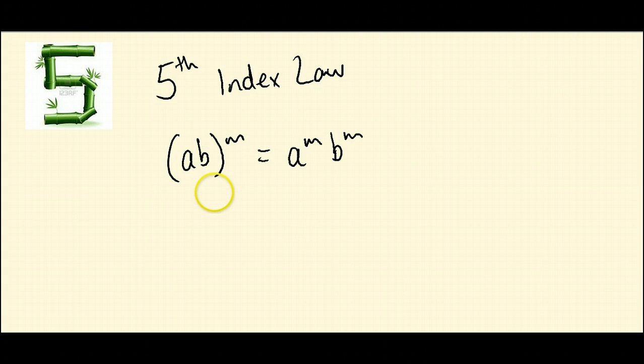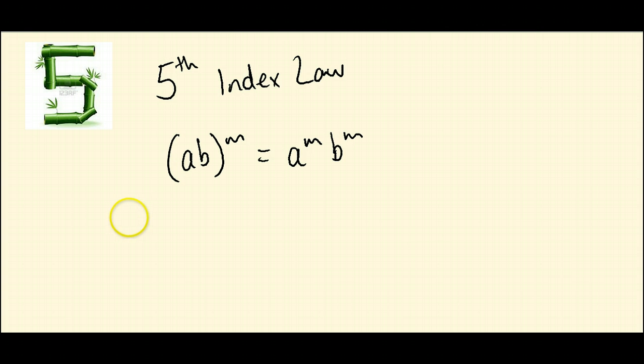Okay, here's the fifth index law. It looks kind of similar to the fourth index law, but it's not. It's different. The difference is inside the bracket this time we've got two different things, two different unknowns. And they're inside some brackets, and the whole bracket's been raised to the power of m. So before we had a power inside and a power outside. This time we've only got a power outside. Alright, let's put that into an example, see how it works.